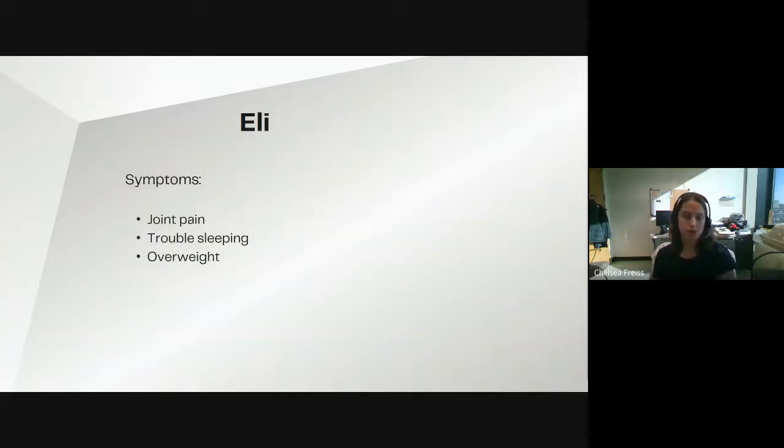Okay, so for the case studies, these are not their real names. The first one I'm going to talk about is Eli. Eli was a 42-year-old male who lived in Alaska. He came to me from his chiropractor. He had had shoulder surgery about 6 months before seeing me and had not done any of the post-op instructions.